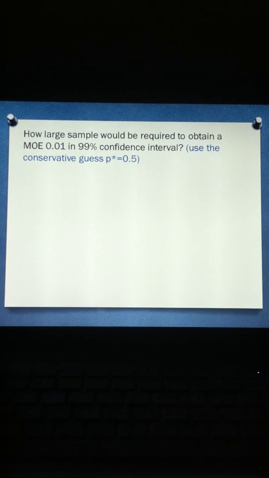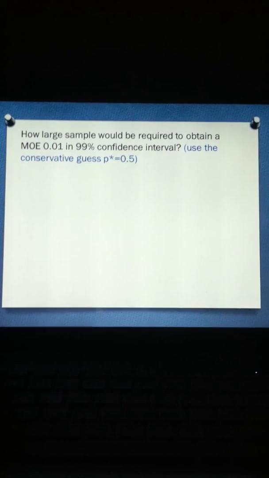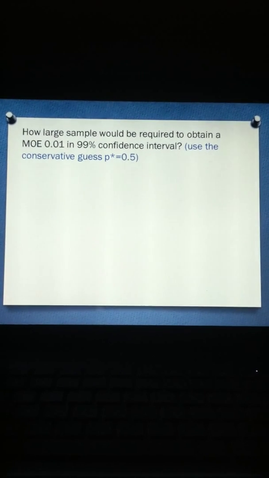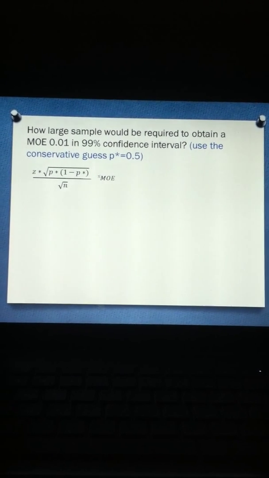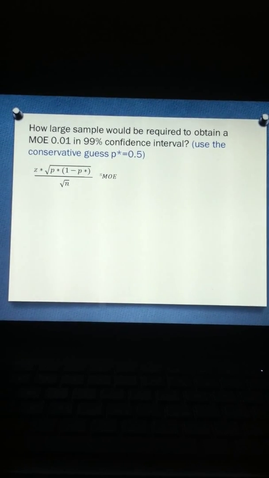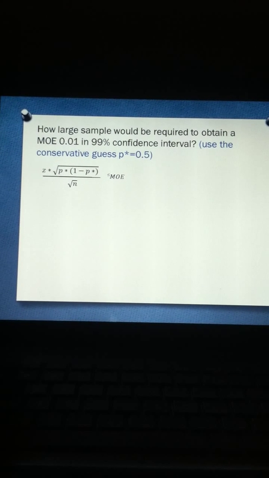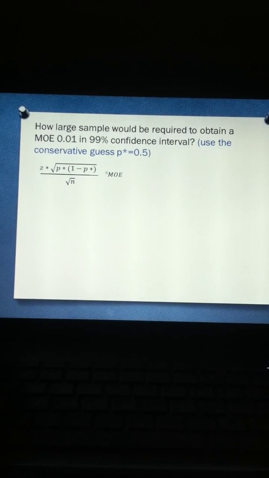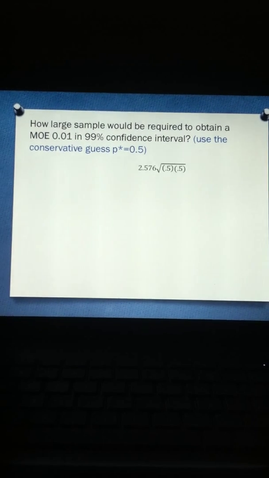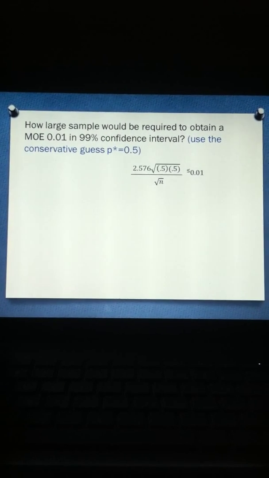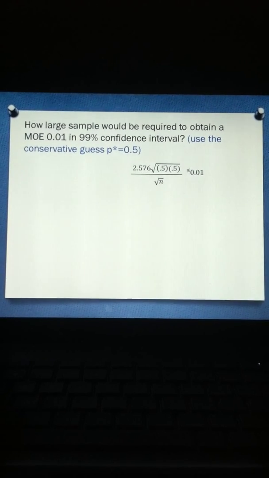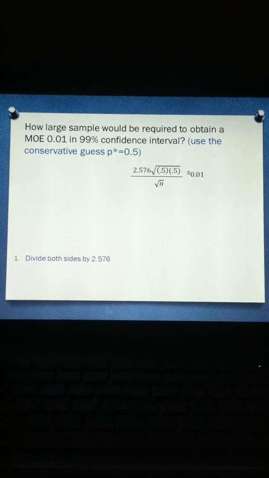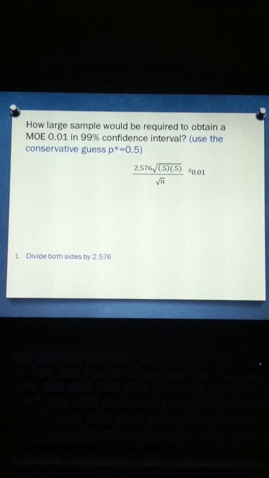Now here's another example. How large a sample would be required to obtain a margin of error of 0.01 in a 99% confidence interval? Use the conservative guess P star equals 0.5. So now we use the same formula we have used in the previous slides. Z star times the square root of P star times 1 minus P star, all over the square root of n, is less than or equal to m. So now we plug in. 2.576 times the square root of 0.5 times 0.5, divided by the square root of n, is less than or equal to 0.01. So our first step is to divide both sides by 2.576.